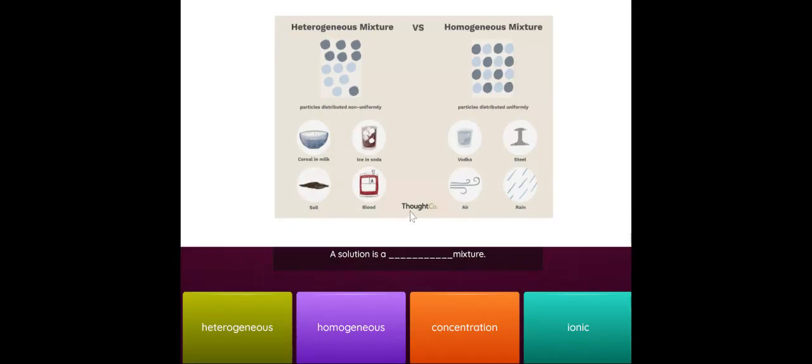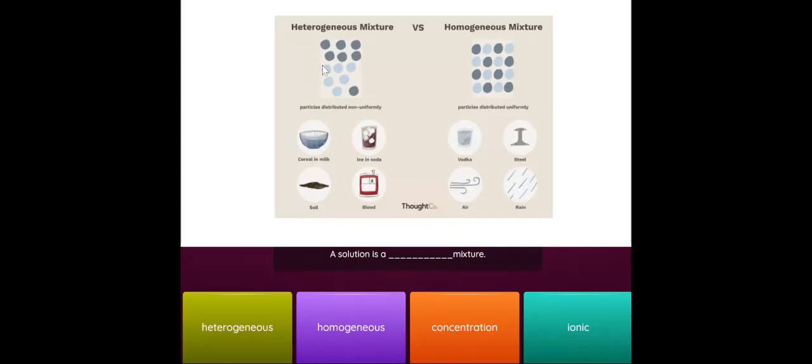Okay, a solution is going to be a homogeneous mixture. So homogeneous means it only looks like one thing. So the particles are distributed evenly. So when you mix lemonade, after you put the powder in and you mix it up, now it's a solution and it's just one color. You don't see the powder anymore. You don't see the water exactly.